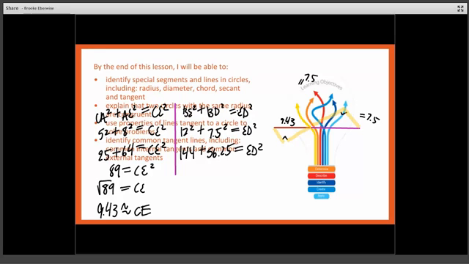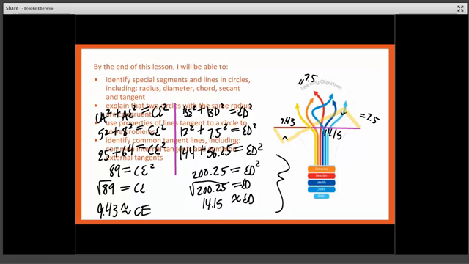So if I add those together, 144 plus 56.25, I get 200.25 is equal to ED squared. So I take the square root of both sides. And that gives me that ED is approximately equal to 14.15. So that's this length right here.